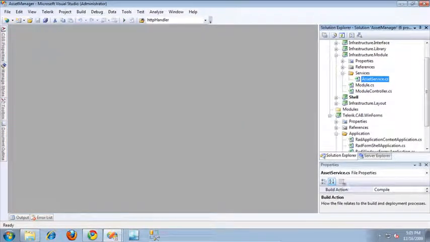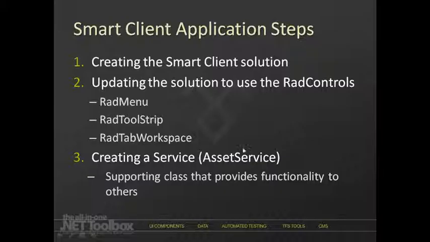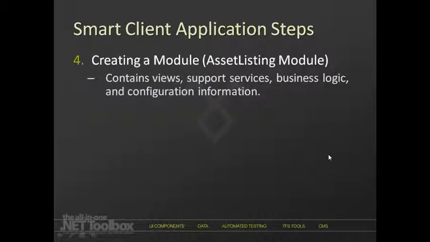So let's hop back over to the presentation one more time. The next step we're going to take is to create a module. We're going to create the asset listing module. A module contains views, support services, business logic, and configuration information for specific business use cases that you need to program in your application. So let's switch back over to Visual Studio now.